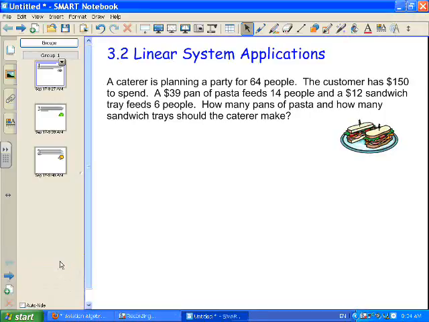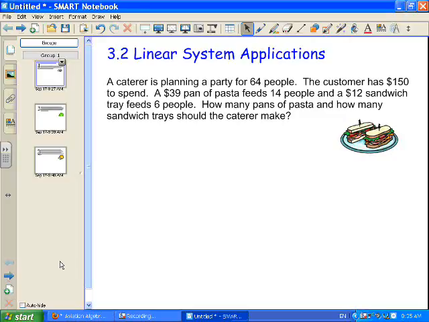All right, we're still in chapter 3.2. We're looking at linear systems still, except now they're going to be application problems. So how can we use linear systems that we just used in a real-life situation? You're going to have multiple variables, and however many variables you have in your problem, that's how many equations we need to come up with.